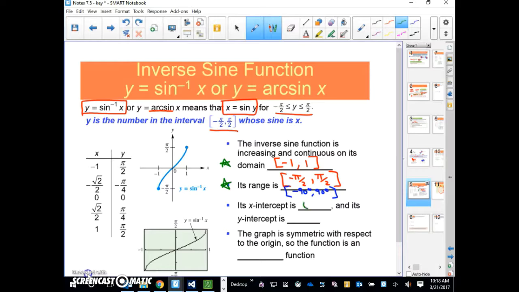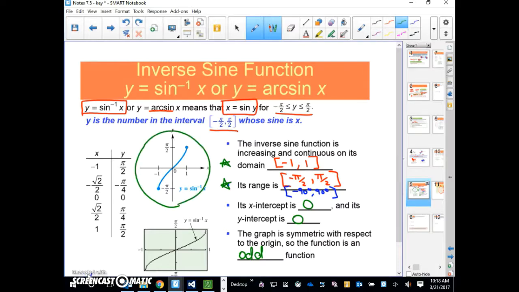The x-intercept of the graph is at 0, the y-intercept of the graph is at 0, and then this graph is symmetric about the origin, which makes it an odd function. We've talked about odd functions and even functions in the past, but we're talking about inverse sine. Strangely enough, this is the graph of inverse sine.